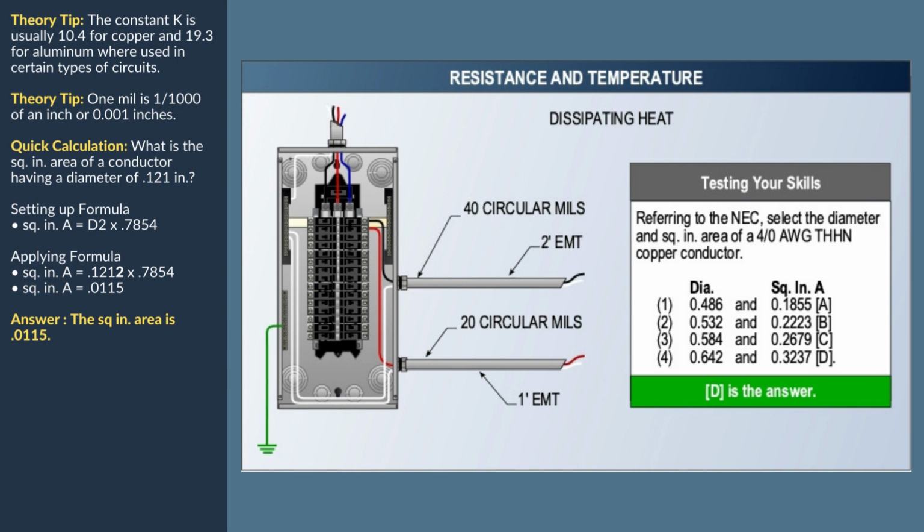When testing your skills, refer to the National Electrical Code, and select the diameter and in-squared area of a 4-volt AWG THHN copper conductor. Based on a 4-volt AWG THHN copper conductor, the answer is D, in which the diameter is 0.642, and the in-squared area is 0.3237.